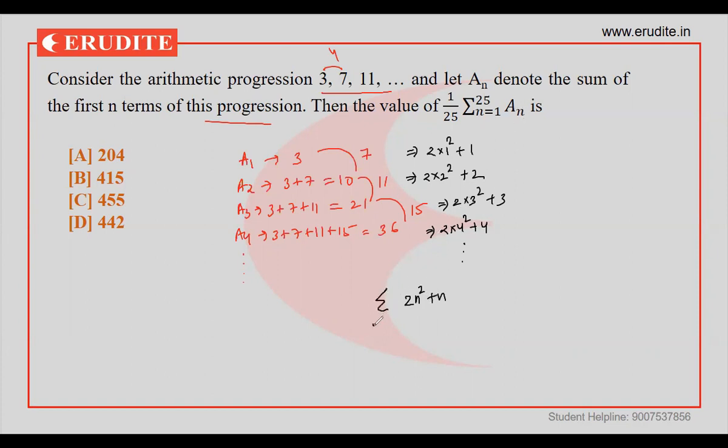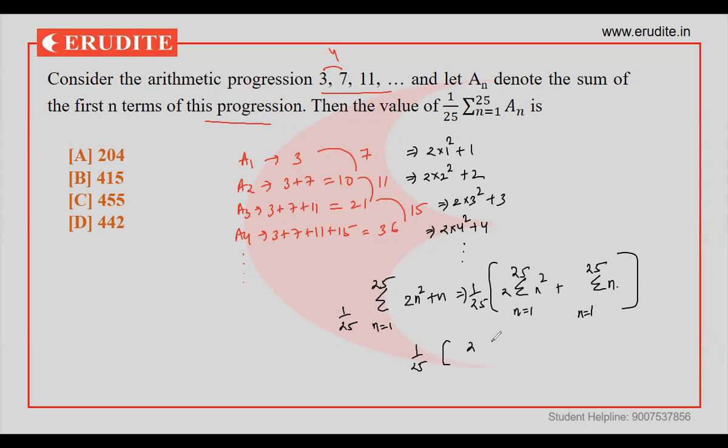And the summation is going from n equal to 1 to 25, and 1 by 25 we have to find out. In the next step, I can say n equal to 1 to 25, 2 times summation n square, plus summation 1 to 25 n, right? This is nothing but the general formula. 1 by 25 is going outside, going with this.